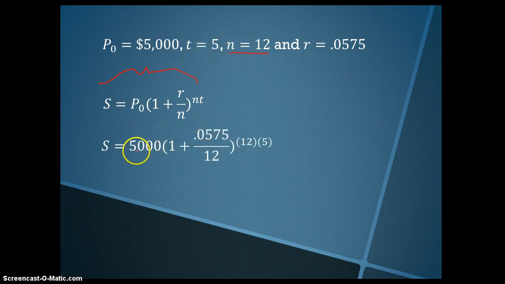Plugging in our variables, we get S is equal to 5,000 times the quantity 1 plus 0.0575 over 12, raised to the 60th. Computing that in your calculator, we get our final value of $6,660.88.